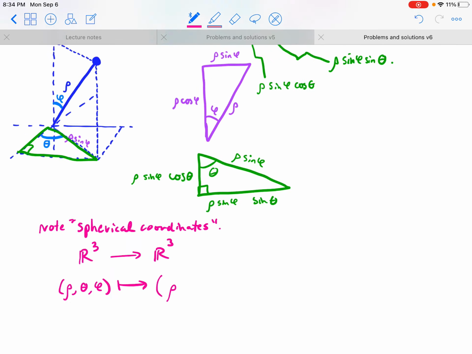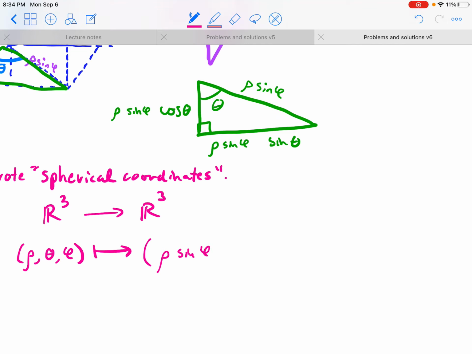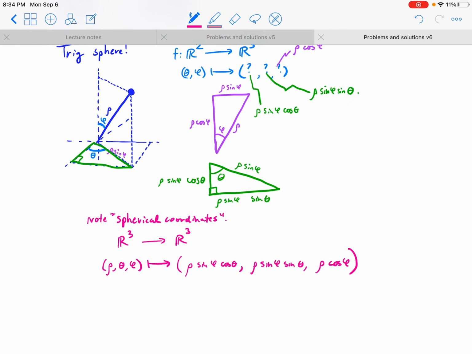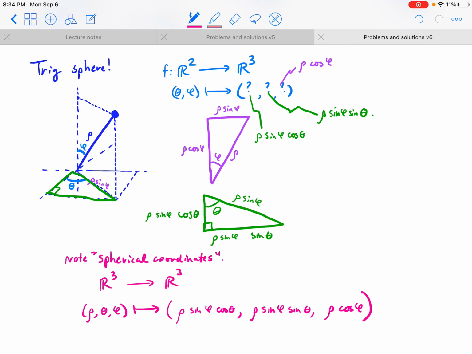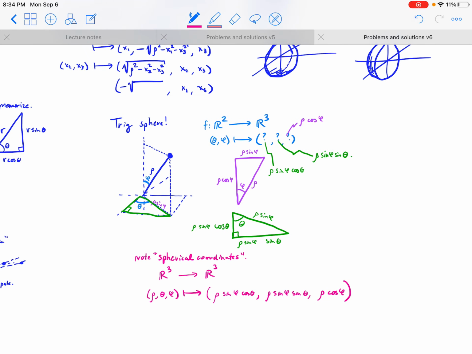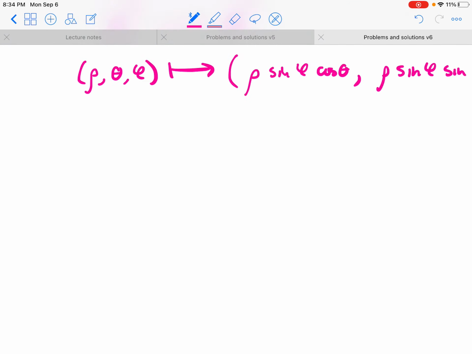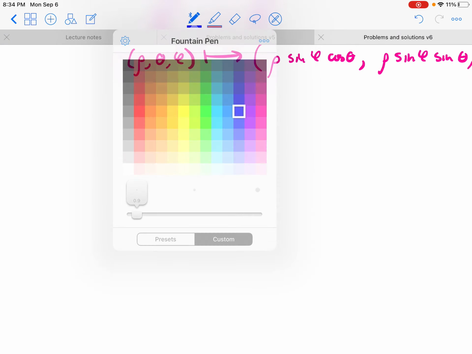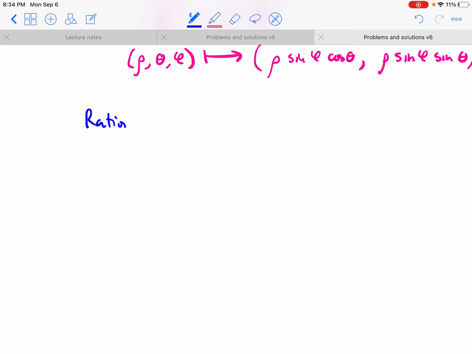And so this will be the changing coordinates map. It is rho, and now, what was it? Sine phi cos theta. Oop, not comma. This is all multiplying. Rho sine phi sine theta. And rho cos phi, I think it was. Let's double check. Yes. Okay. And now we're almost done. We just have rational functions. Let's go back to a different color.